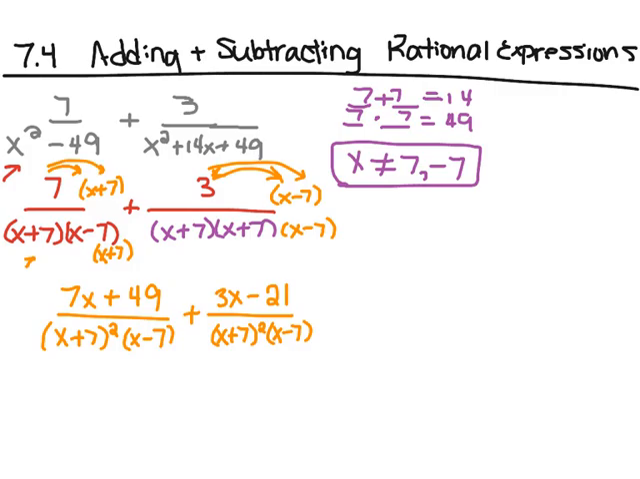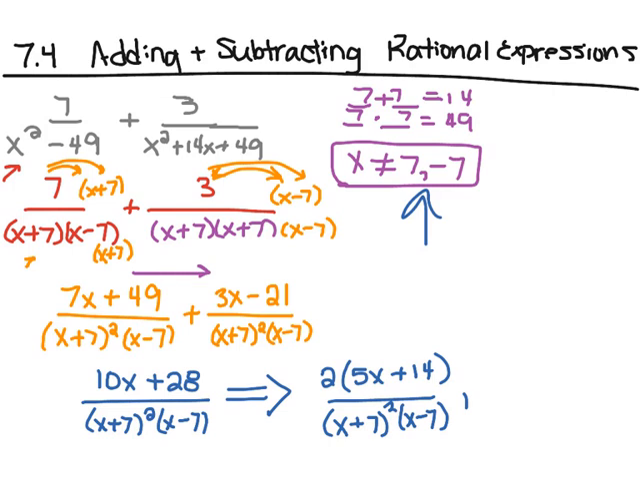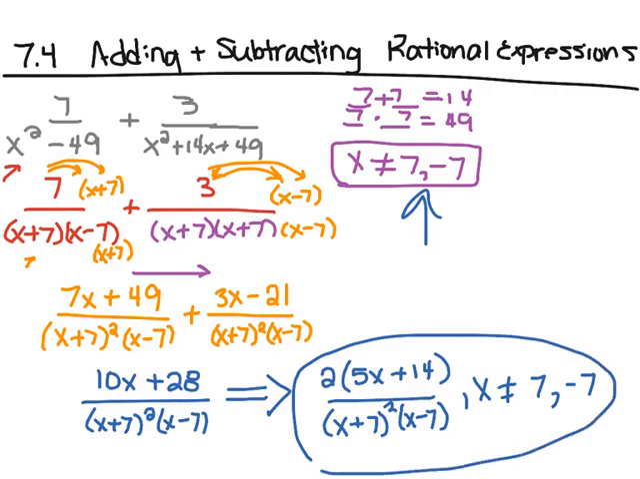Now we are going to simplify because our denominators are the same, so we'll add across the numerator. So we should have 7 plus 3 is 10x, 49 minus 21 is 28, over (x plus 7) squared (x minus 7), and this can be simplified even further if you take out a 2 from the top. So it should be 5x plus 14 over (x plus 7) squared (x minus 7), when x does not equal 7 or negative 7. So there's our final answer there.